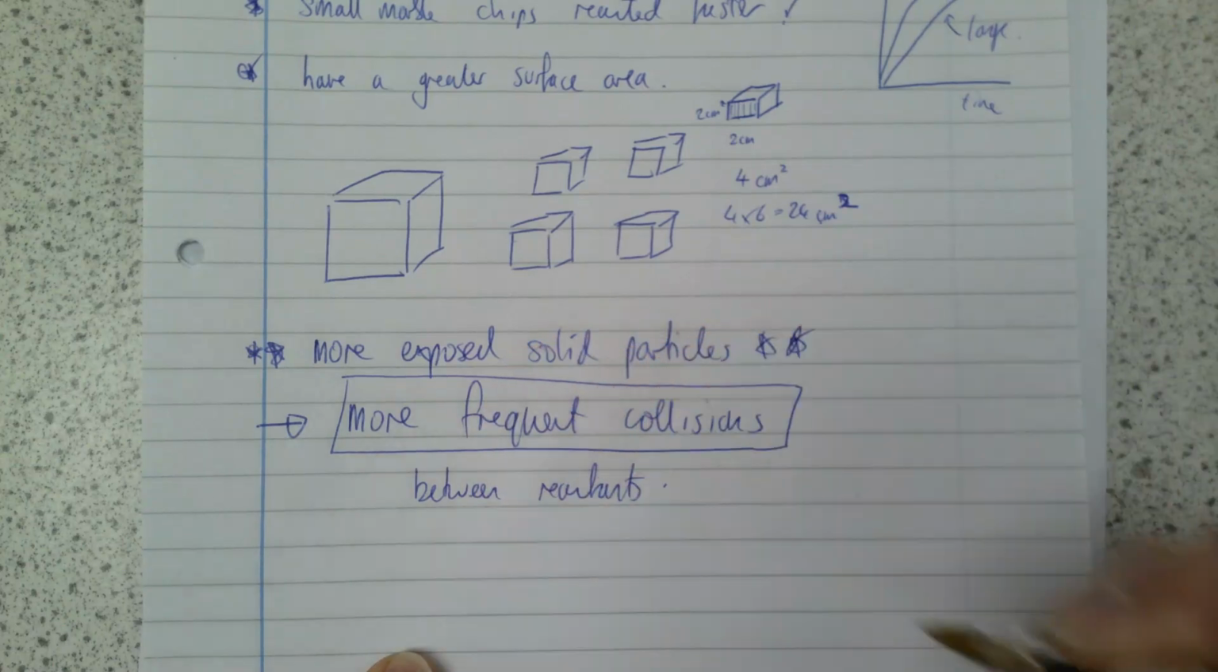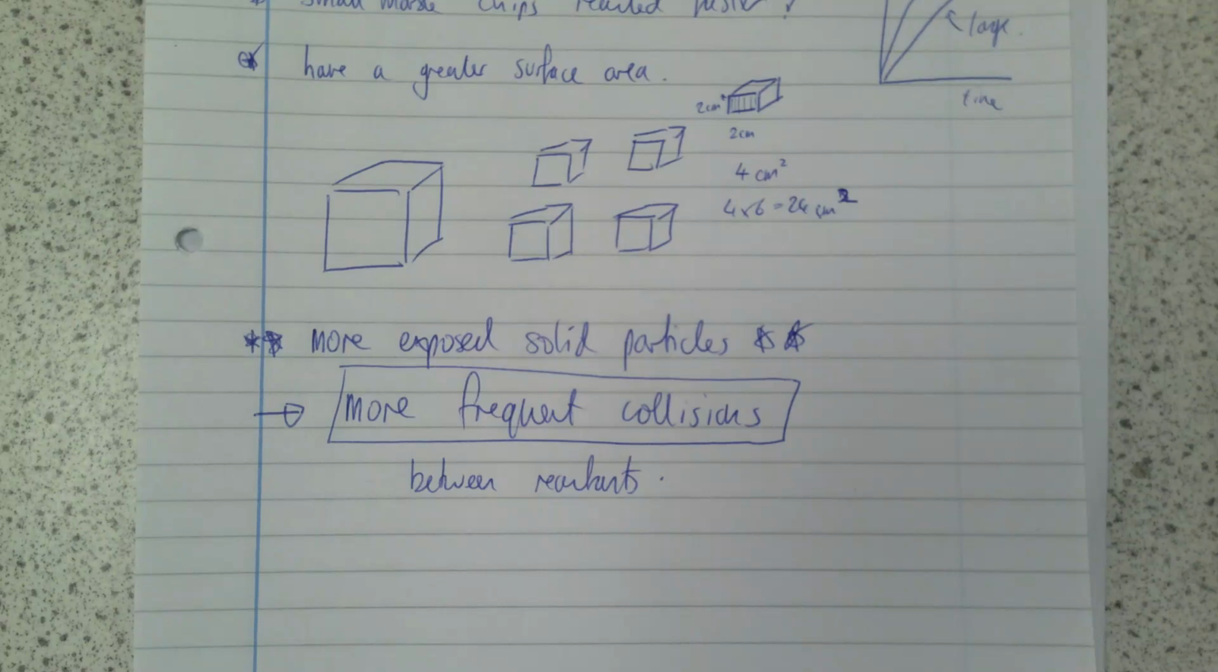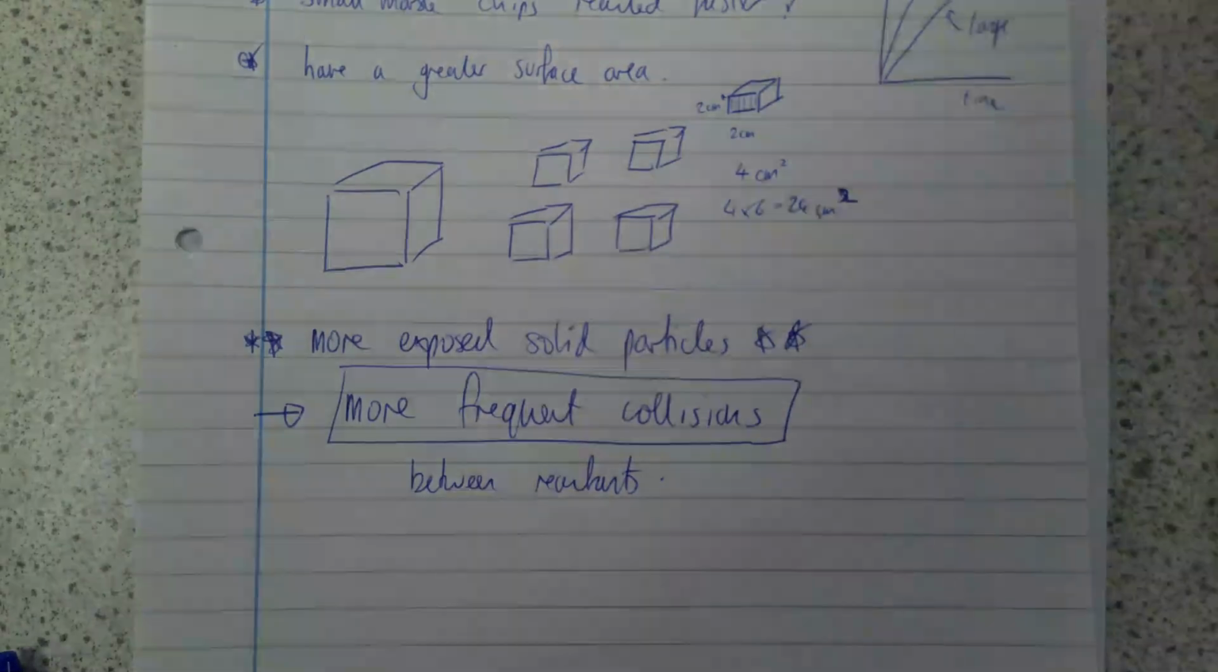If there's more frequent collisions, the reaction is just going to be faster, right? They're going to collide more often. Right, so I'm going to pause there for a sec. So you've got some data here. So hopefully your data looks something like this.